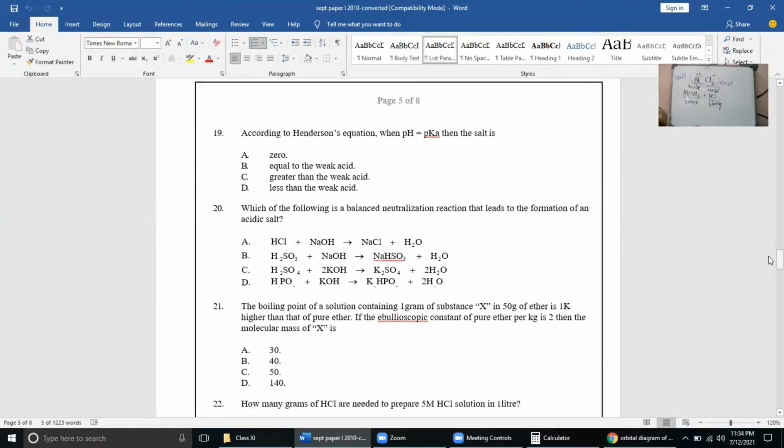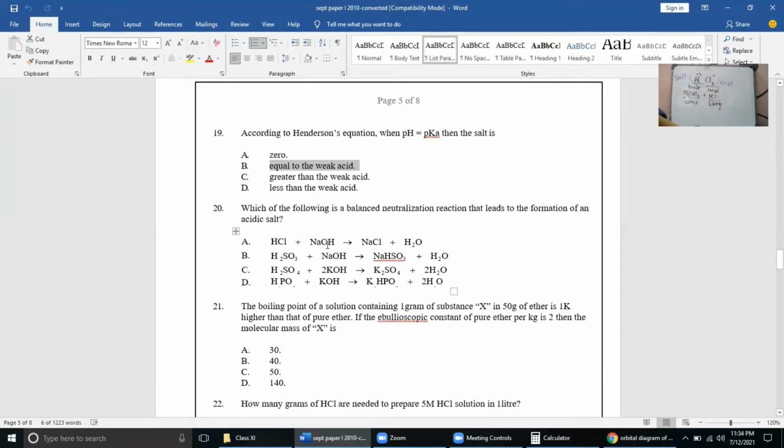Number 19. According to the Henderson equation, when pH is equal to pK, then the concentration of the salt is equal to the concentration of the acid. And in a buffer solution, we take a weak acid, so this will be the correct answer. The Henderson equation is for buffer solutions. In a buffer solution, we take a weak acid. So whenever the acid and salt concentrations are equal, pH will be equal to the pKa value.